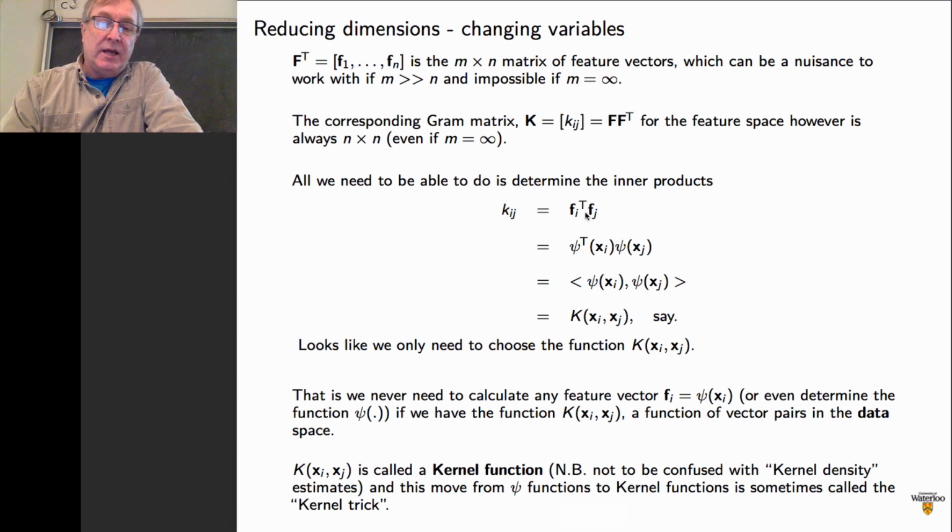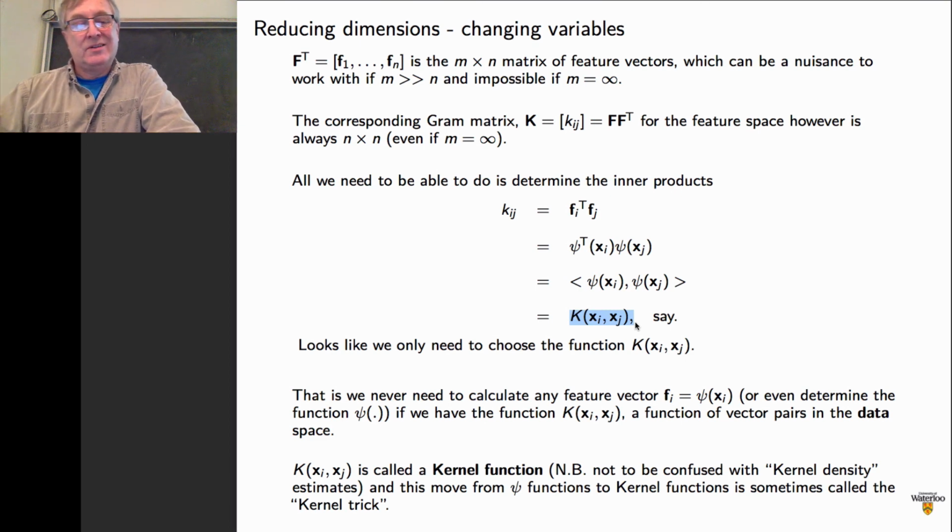All we need to do is get the elements of this Gram matrix, which I'm calling K here since I've changed spaces. That's going to be the inner product of these feature vectors, the inner product of that mapping of the x's up to that higher dimensional space. So that's some inner product on that higher dimensional space. And we'll give that a name: capital K of xi, xj.